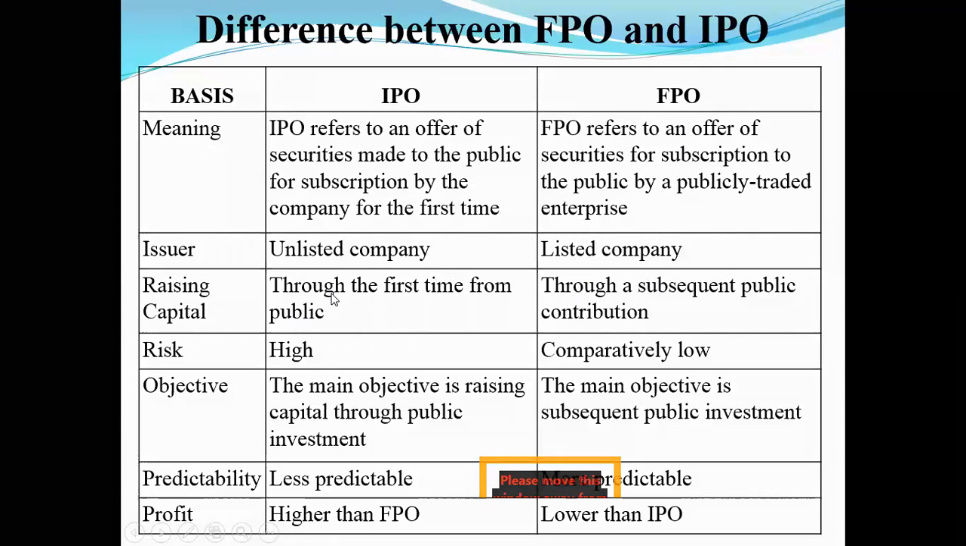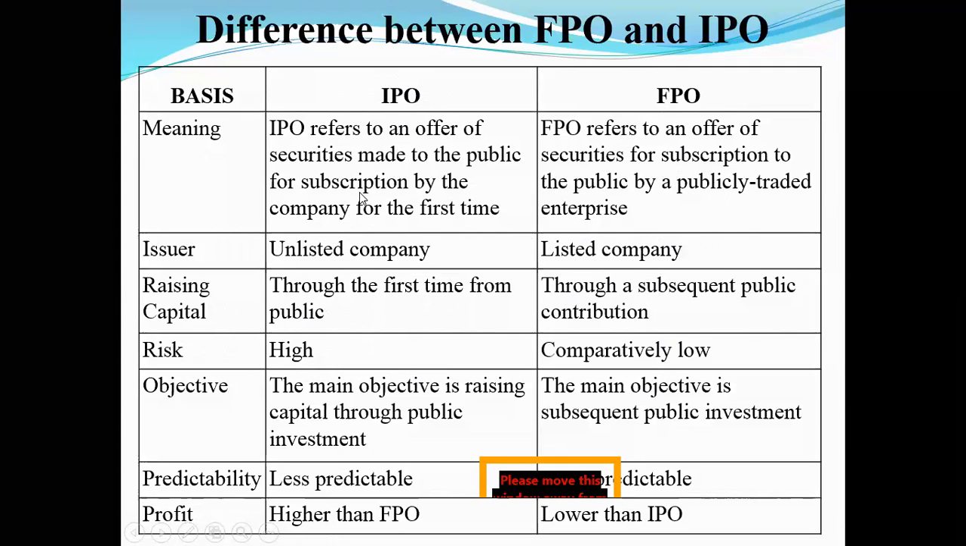Third, whenever a company wants to raise money for the first time, it has to be done only through an IPO, whereas if a company wants to issue shares after the first time, or at any subsequent time, it has to be done only through an FPO, that is, a follow-up public offer.